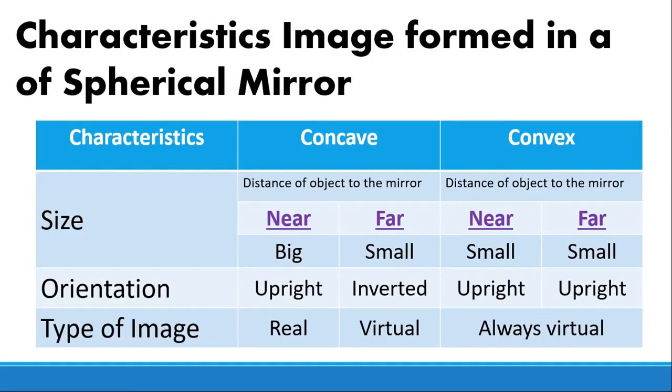On the other hand, on a convex mirror, you will notice that the size is small for both near and far objects, the orientation is always upright, and the type of image is always virtual.